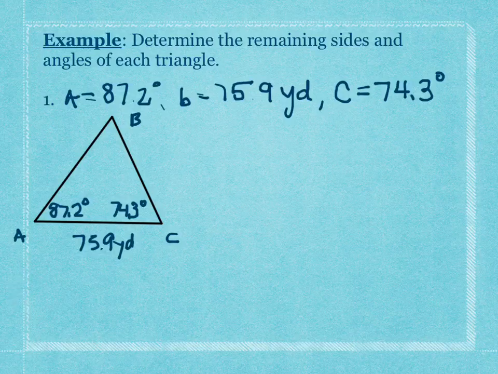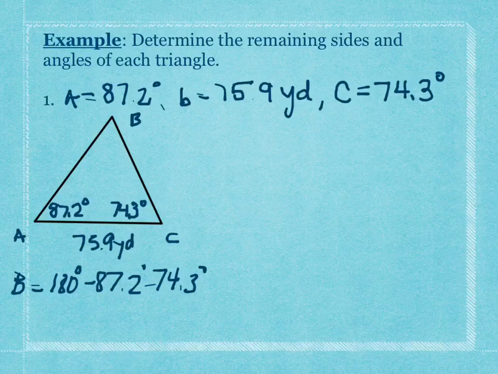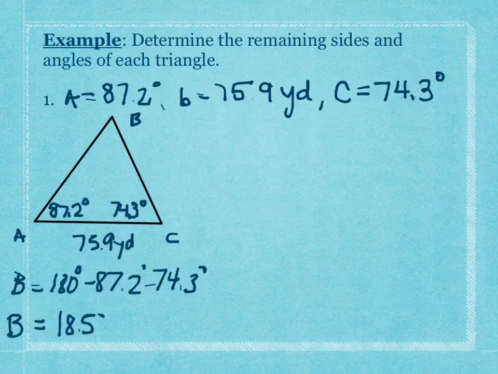So, angle B. How am I going to find angle B? Okay, so these are all degrees, so we'll list them all as such. So you can either subtract each one of them from 180 like this, or if you really want to, I know some of you think about this differently and you say, oh, I'm going to add the 87.2 and the 74.3 together and then subtract it from 180. Of course, you're going to get the same thing either way. What do we get for angle B? Okay, did everybody get 18.5?